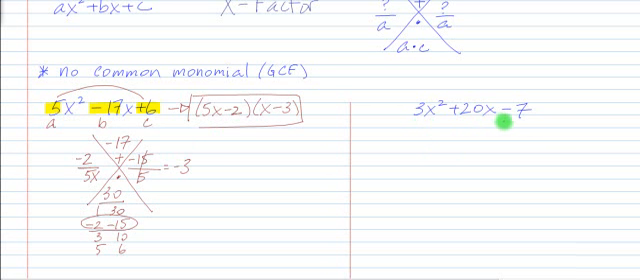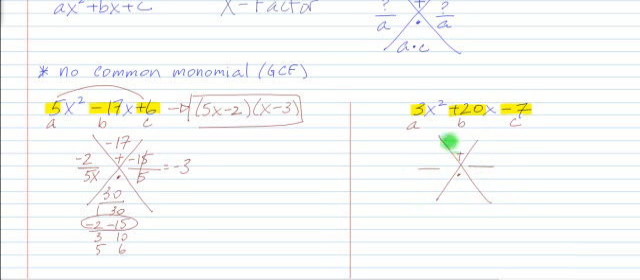Again, there's no common GCF, no common monomial. Identify your A, B, and C. So I'm going to use a highlighter. My A, my B, include the signs, and my C. My A, B, and C. Set up the X plus times my fraction bars.